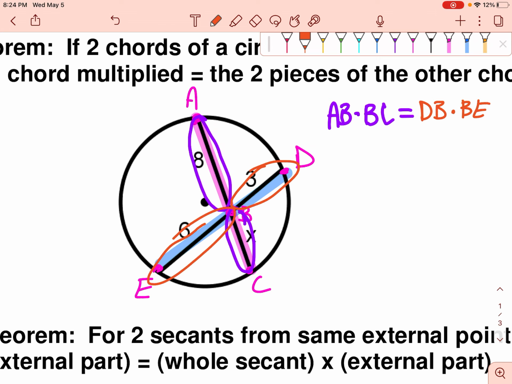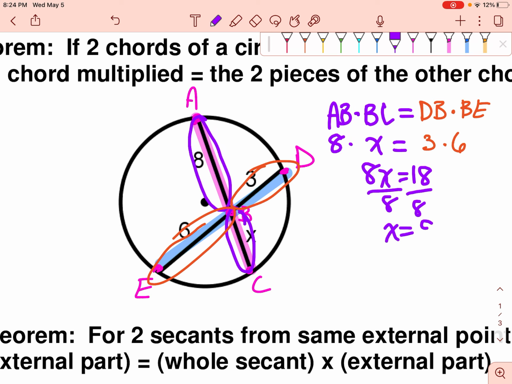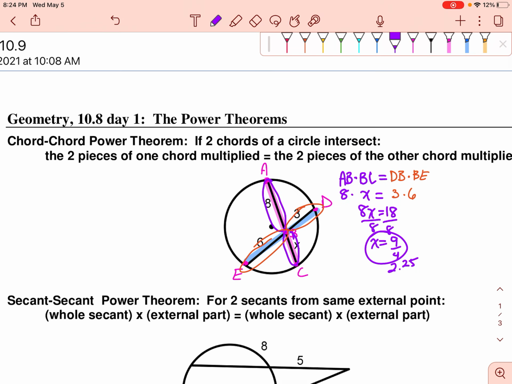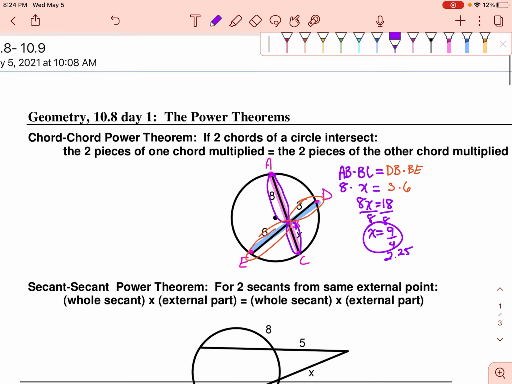Okay, if you were to actually put numbers in here, AB is 8 times X, and that would be equal to 3 times 6. So 8X is equal to 18 divided by 8. X is equal to, what is it, 9/4 or 2.25. Okay, 2 1/4. That is the chord power theorem. Again, two pieces of one chord multiplied are equal to two pieces of the other chord multiplied.